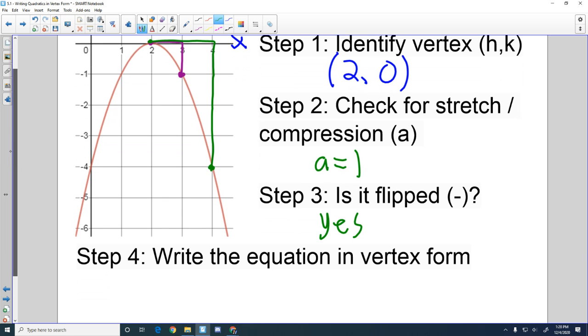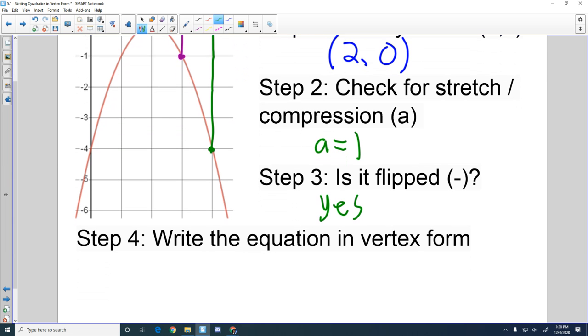So now we just put that information together to write the equation. F of x equals, so first it's been flipped, so I start with a negative. Next, I put A, my stretch or compression. However, in this case, A is a 1. I don't need to write that because multiplying by 1 won't change the value. You can if you want to. It's not wrong, but it's unnecessary.